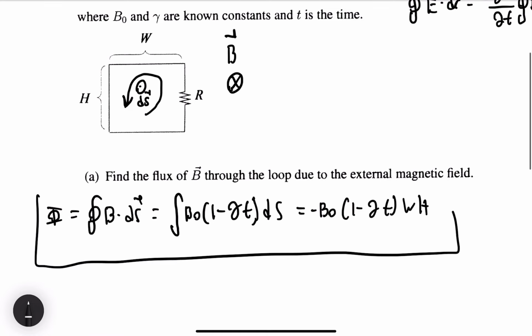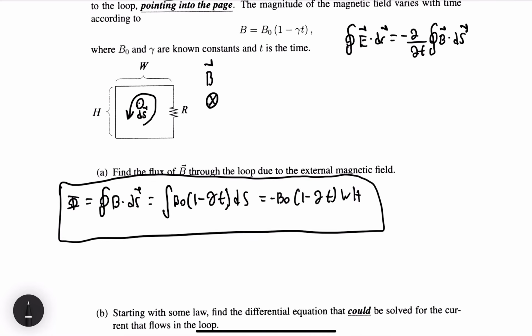And if you made ds go clockwise, then ds would also be pointing into the page, which would mean your answer would be positive. But again, I'm just making ds always go counterclockwise, so ds is always pointing out, because that's how the book does it, and that's how the answer key has it as well. But you can do it however you want, as long as your signs are consistent, you're fine.